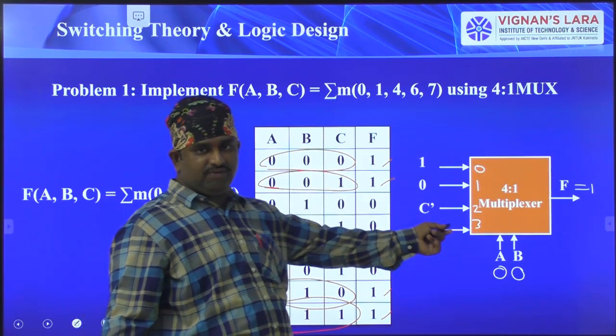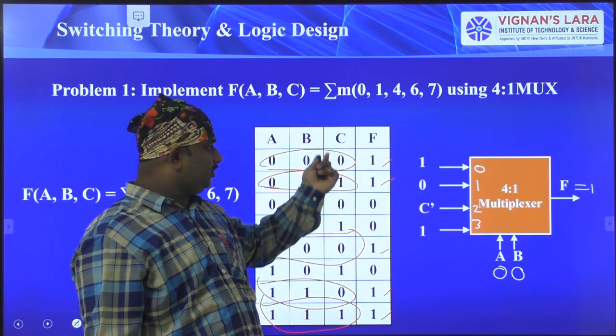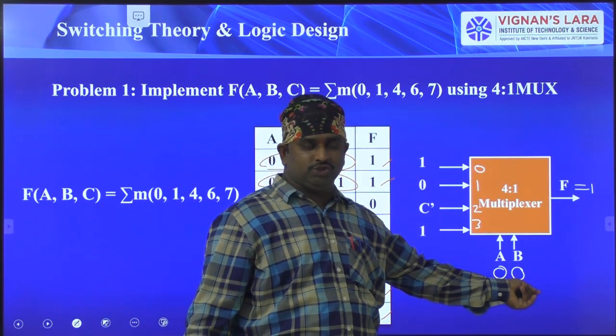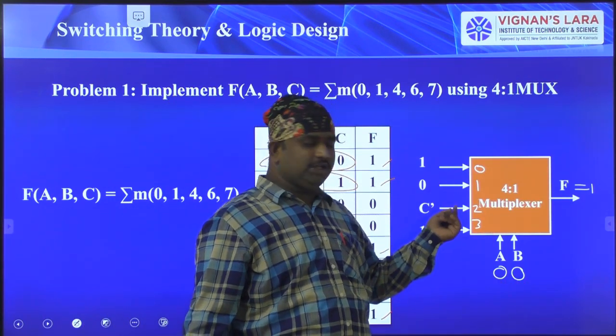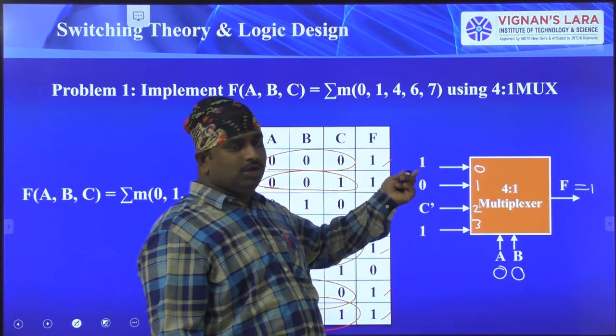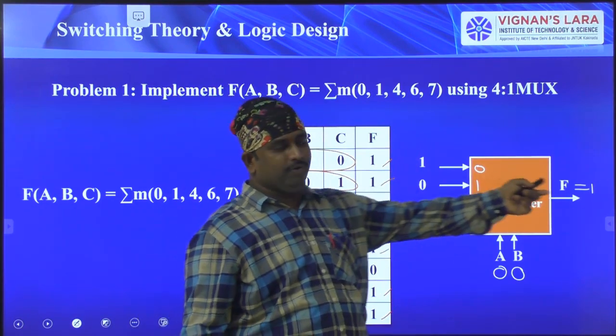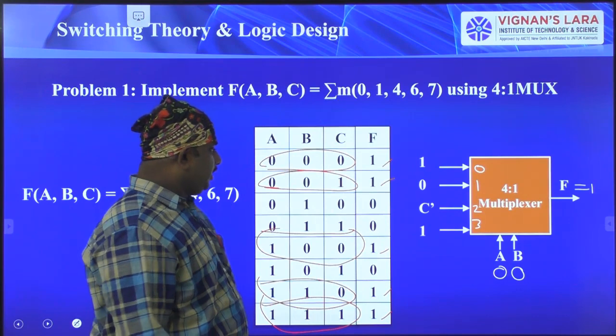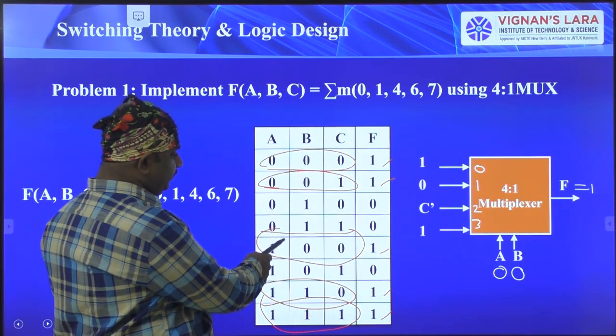Here we don't have the C value. A is equal to 0, B is equal to 0. For these two combinations, I have kept A is equal to 0, B is equal to 0. So I am not giving any C value. Based on these inputs, the output will come. Okay, that is over. Next, coming to the next combination, 1, 0.